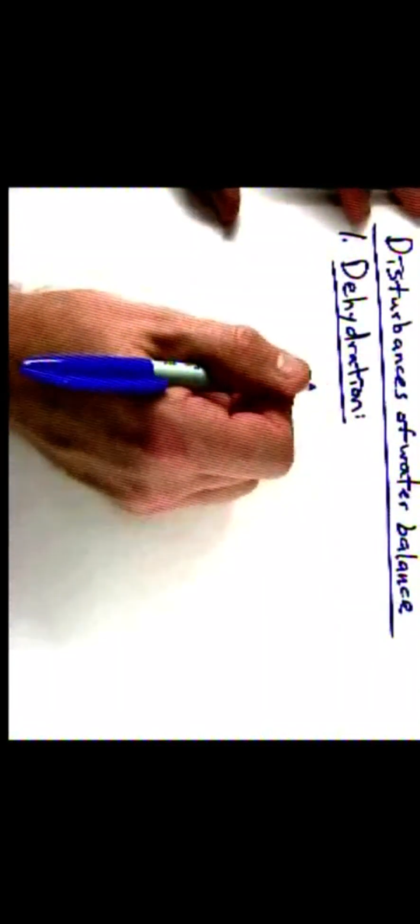Now, I want to mention a couple things as far as problems with water balance. You will have these things happen periodically in your life, hopefully not very often. But let's talk about disturbances of water balance. Number one is dehydration. With dehydration, obviously we've got fluid loss, and there's a variety of ways this can happen. But what's one thing that can cause dehydration?